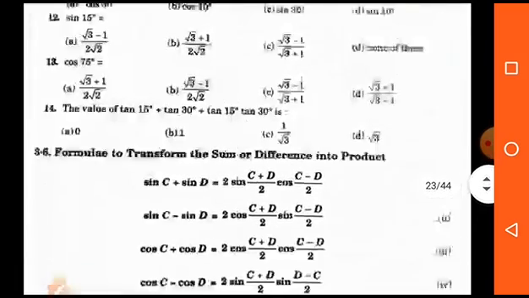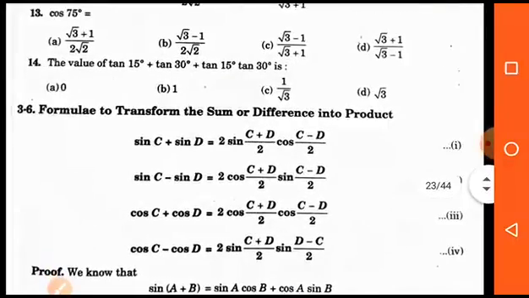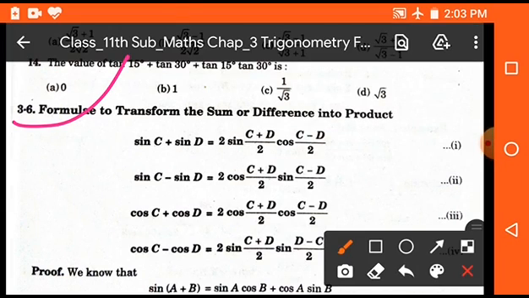See students, in the last lecture we have discussed some important formulas like the formula to transform the sum or difference into product. That means how can we convert the sum and the difference of the same trigonometrical ratios into the product form. So here we have some formulas, and these formulas are very important and you have to learn these formulas, because without formulas you can't solve any questions related to these.